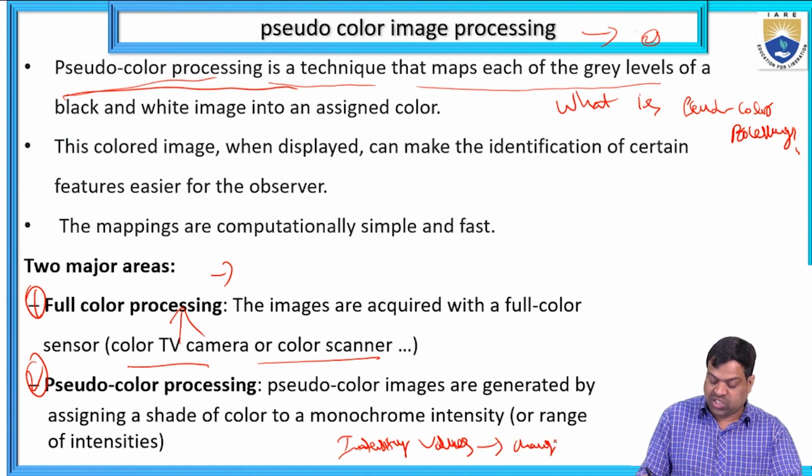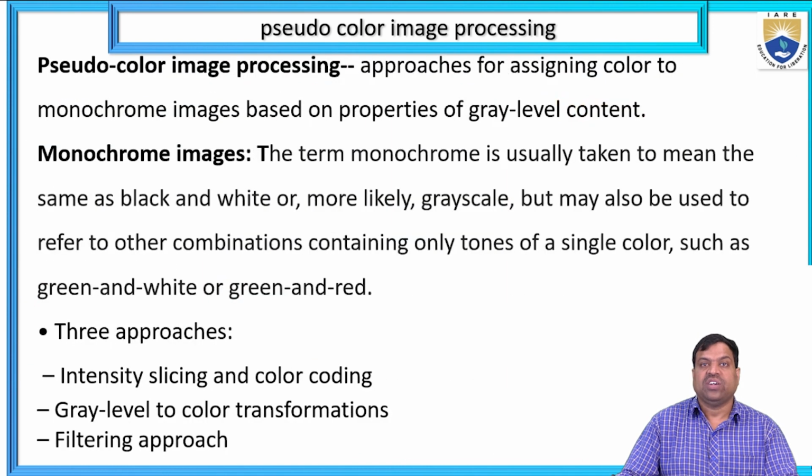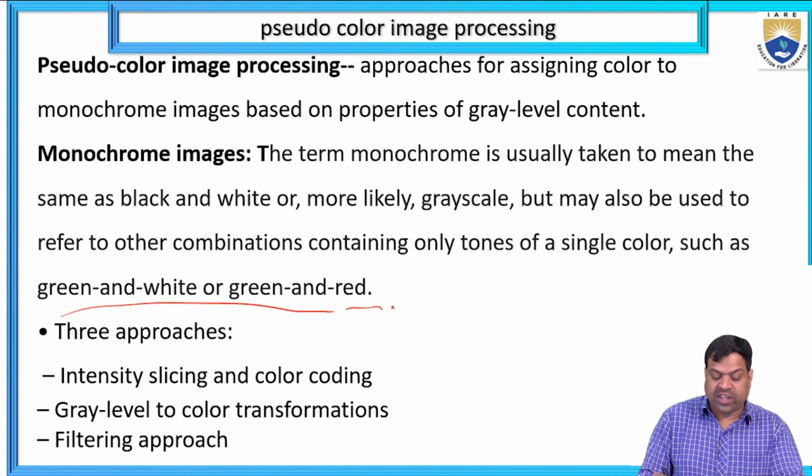Intensity values can be changed. So pseudo color images are generated by assigning a shade of color to a monochrome intensity or range of intensities. Pseudo color image processing approaches assign color to monochrome images based on properties of gray level content. The term monochrome is usually taken to mean the same as black and white or more likely grayscale, but may also refer to other combinations containing only tones of a single color, such as green and white, green and red.